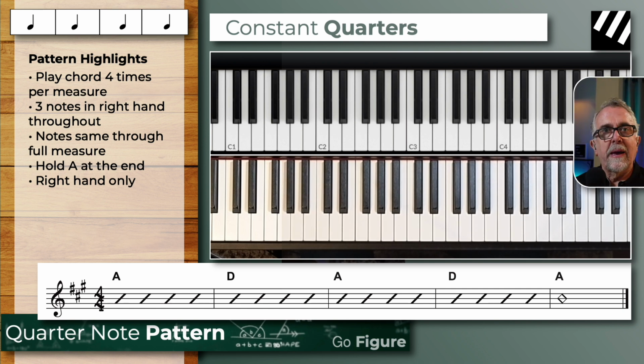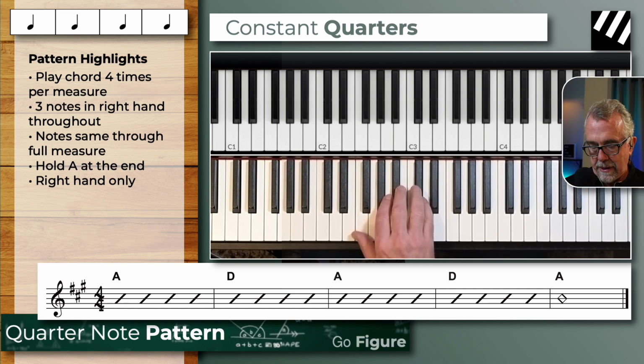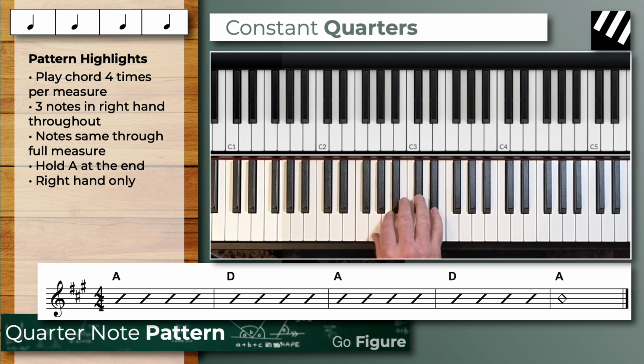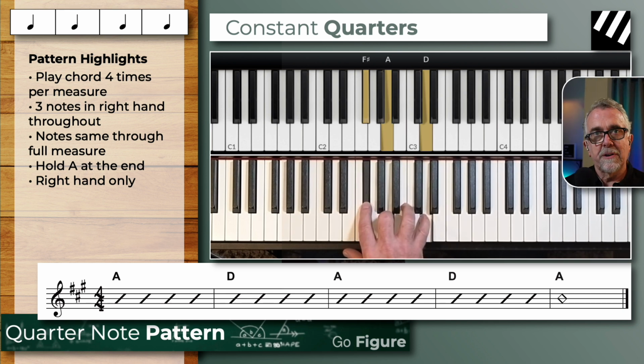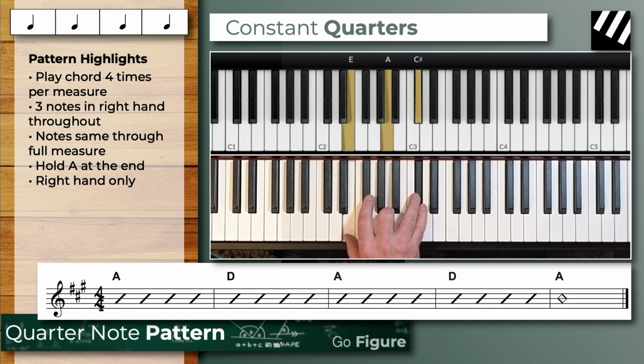Let me coach you through the hand position for this first pattern. We're going to build the A triad, which is A, C sharp, E, with a C sharp on top. So you'll play C sharp, A, and E. For the D chord, you'll play D on top, A below that, F sharp below that, and then back to the A. And each of the chords will be played 4 times. Here comes the click. Let's go for it.